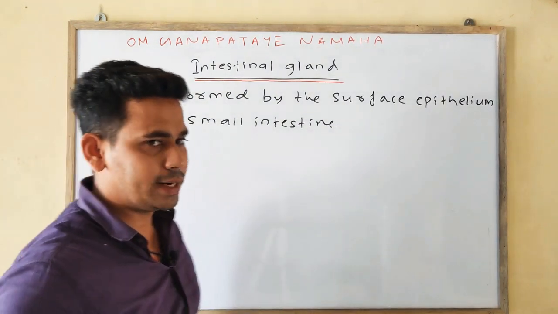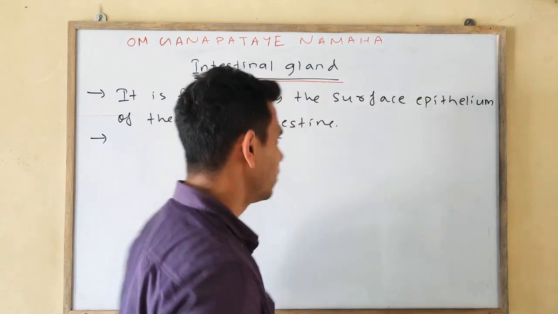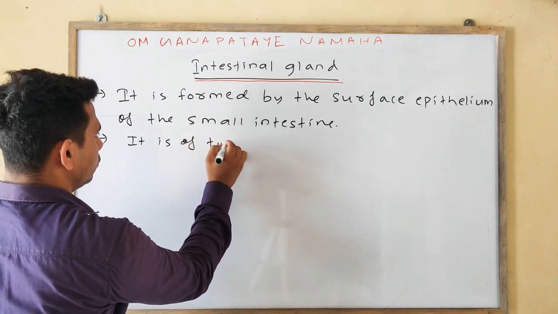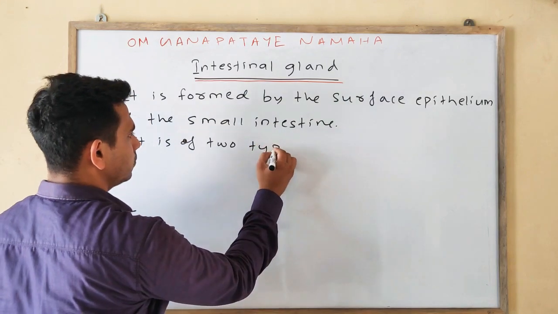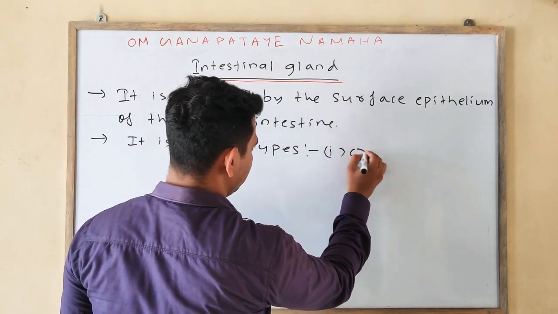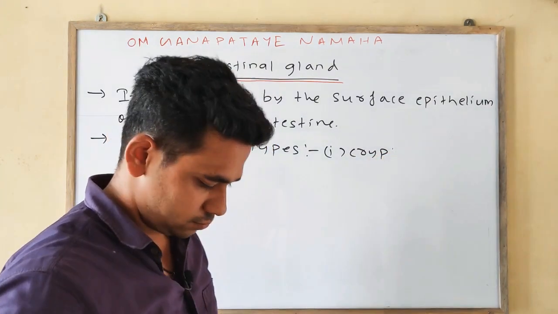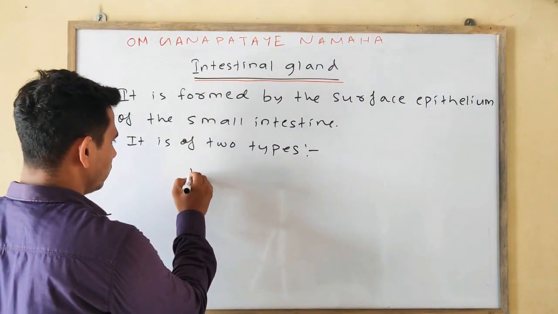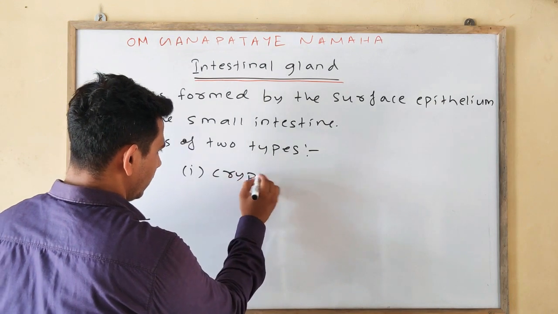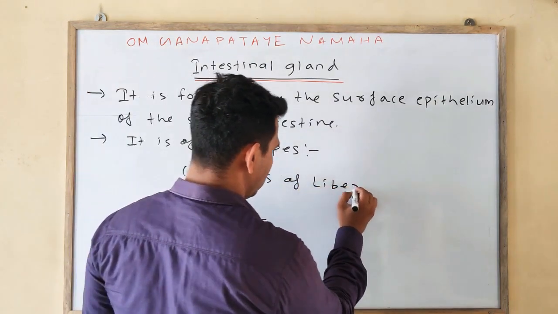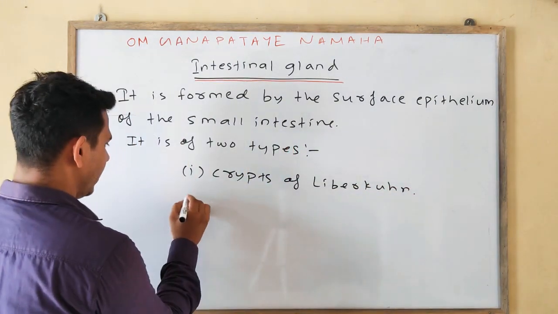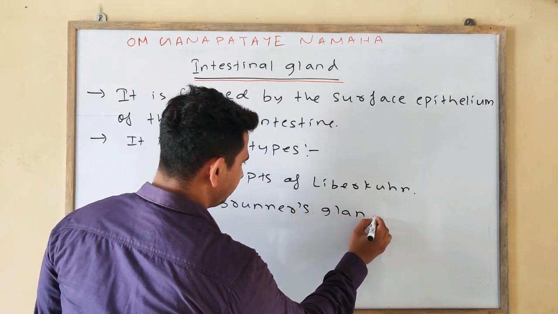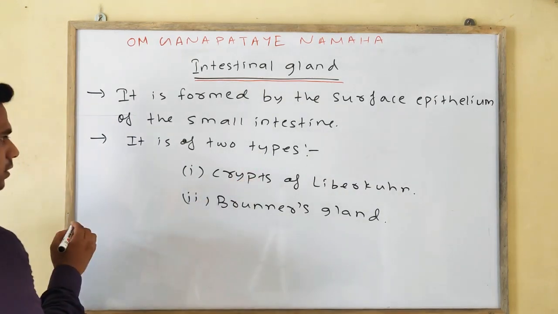It is of two types, meaning the intestinal gland is of two types: crypts of Lieberkühn and the Brunner's gland. First we'll discuss the crypts of Lieberkühn.